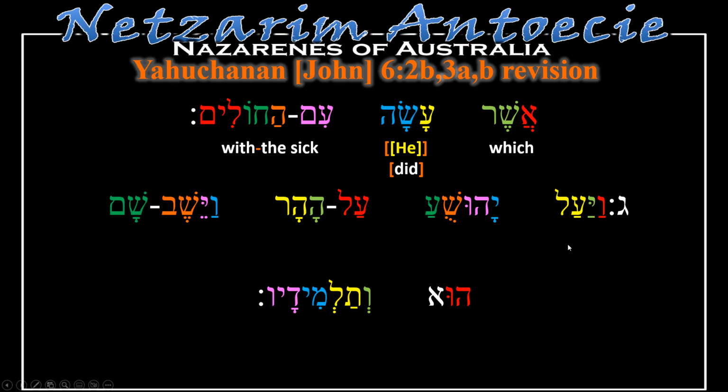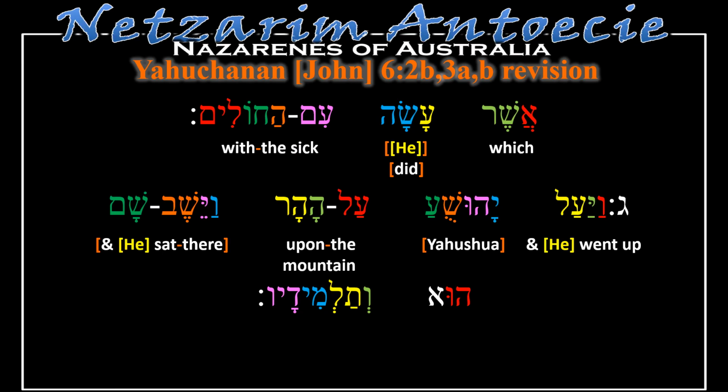Vaya'al, and he went up, because alah means to go up, to ascend. Yahushua, al meaning upon, ha-har, the mountain, va-yeshev, and he sat, sham, there. And he went up, Yeshua, upon the mountain, and he sat there. He and his disciples.